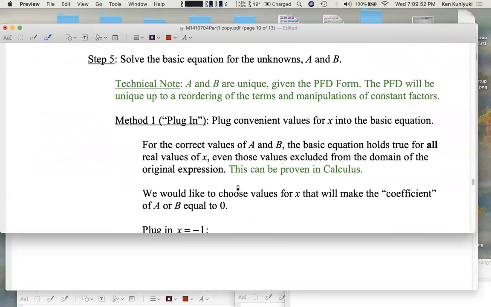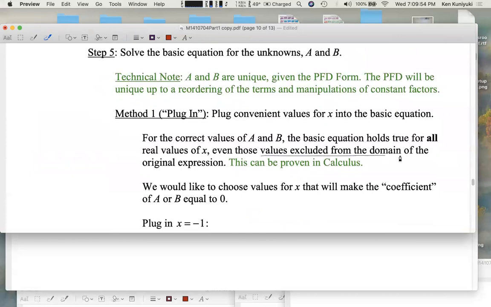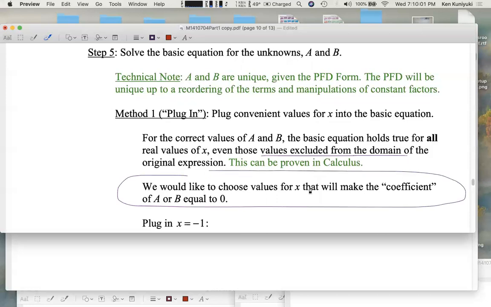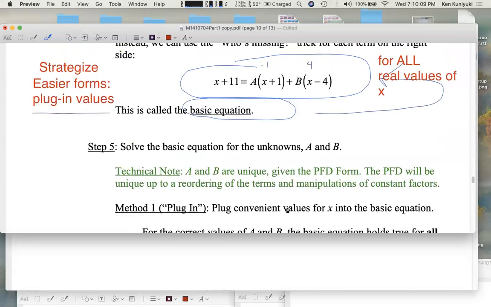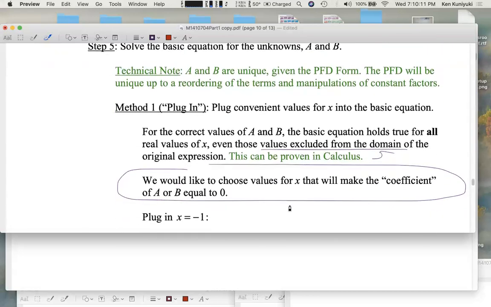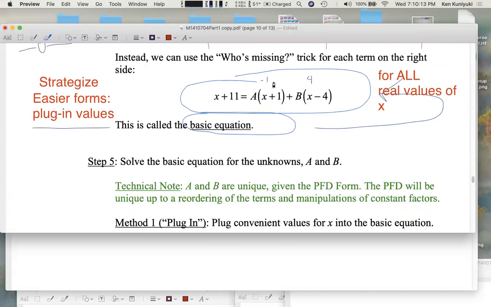All right. So again, ironically, it's actually the values excluded from the domain that are going to make things nice for us. We like to choose values of x, they tend to be these guys, that will make the coefficient of a or b equal to 0. These other pieces equal to 0. All right, so we're going to plug in -1. I'll plug in -1 first, but of course the order doesn't matter. I'll plug in -1 first, and then I'll plug in 4 second.